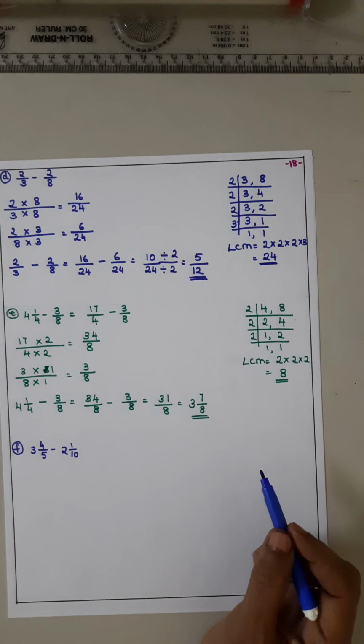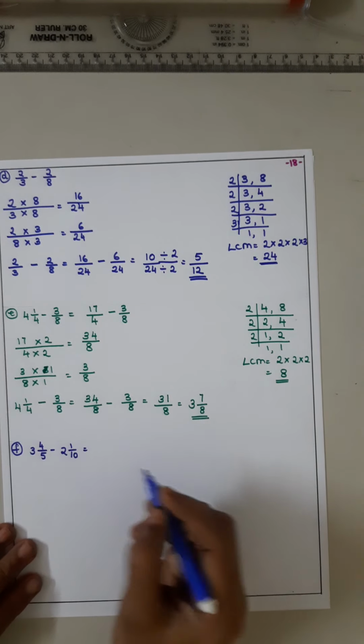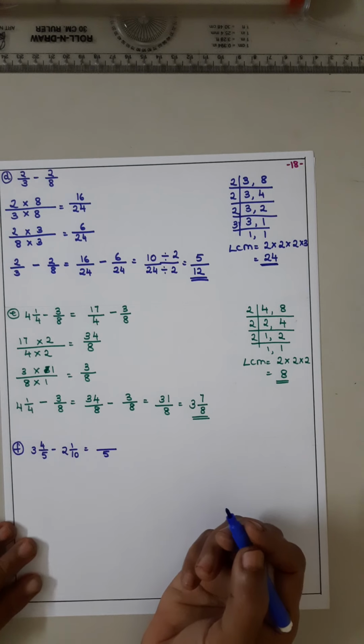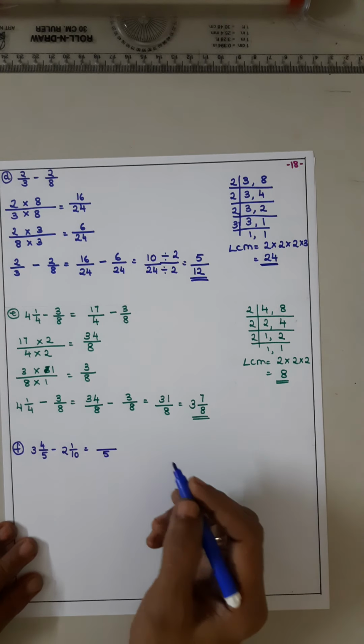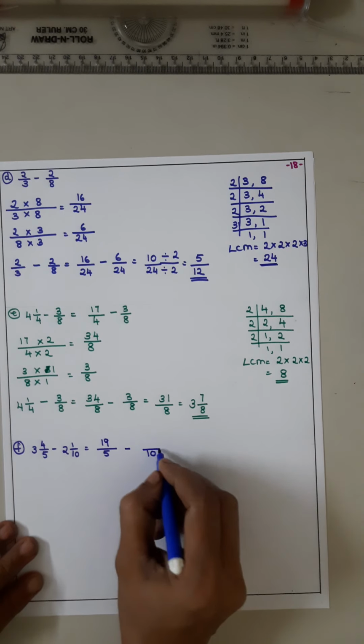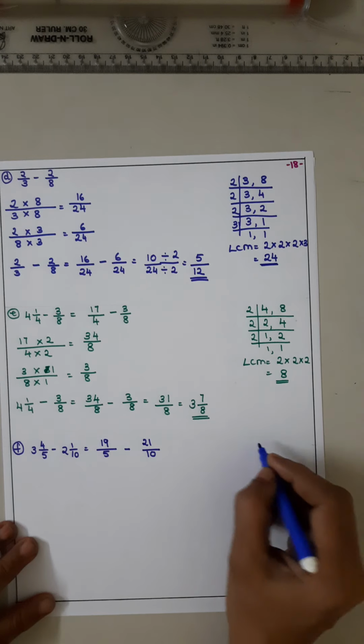Question number F. What is it? Again, both are mixed. Convert into improper. 5 denominator. 5 3s are 15. 15 plus 4, 19. Minus 10 2s are 20 plus 1, 21.